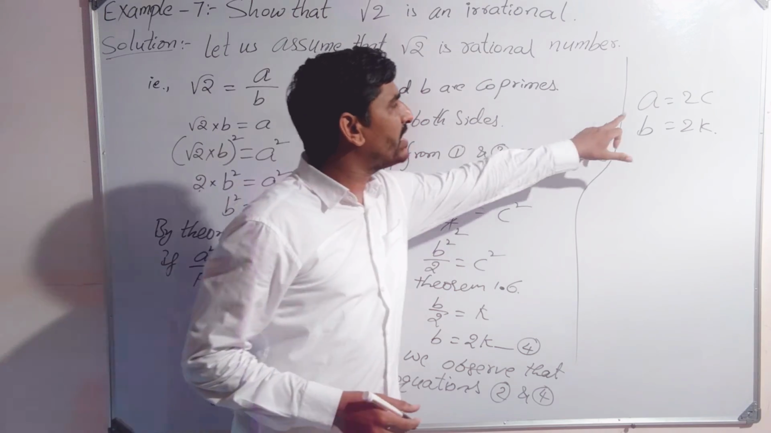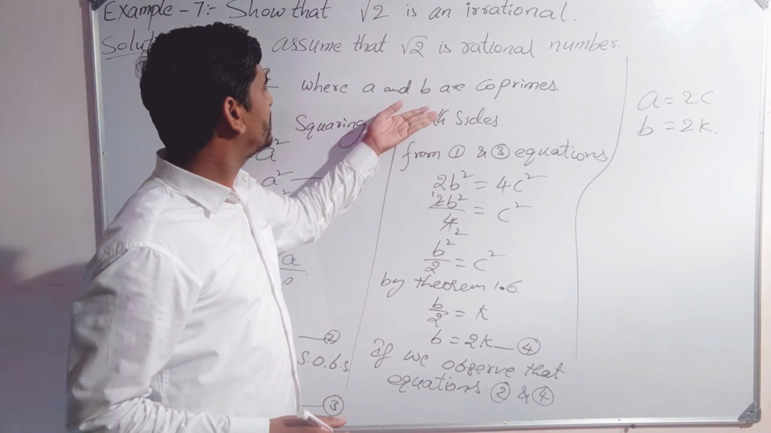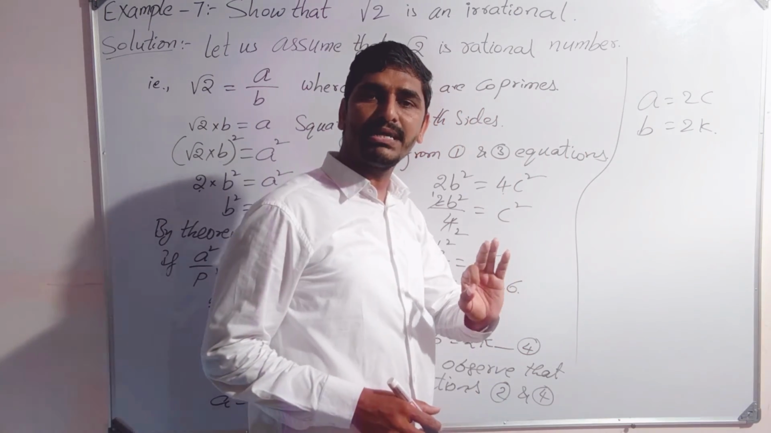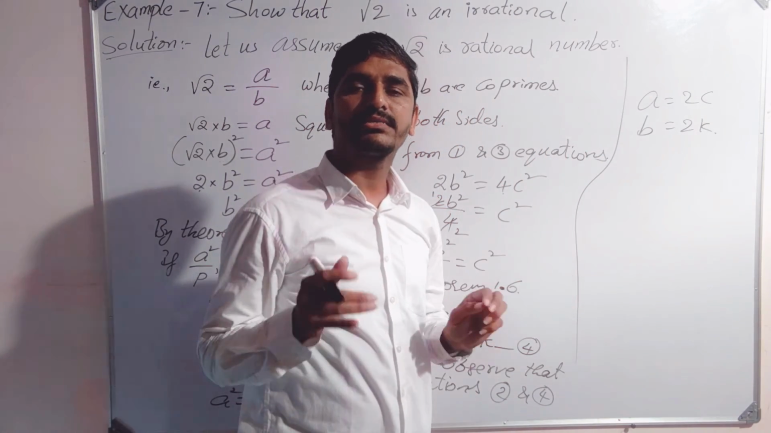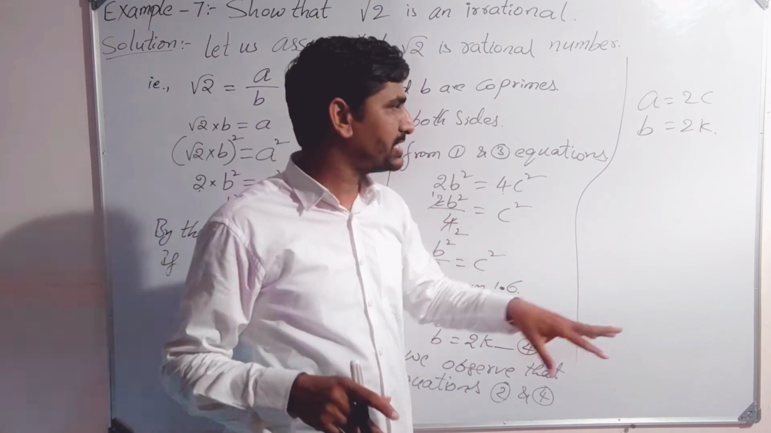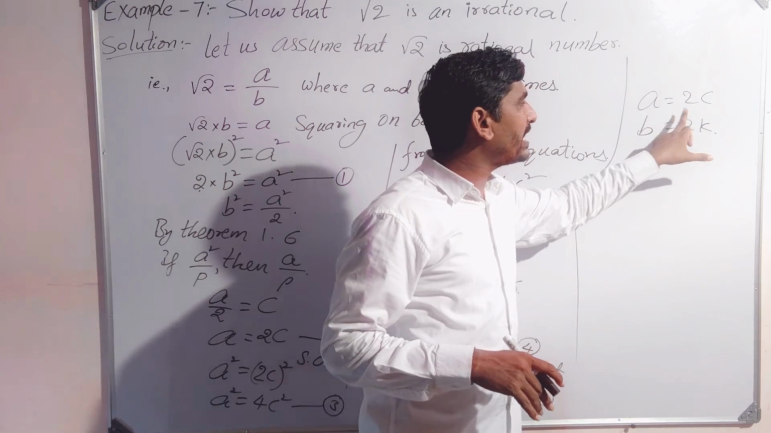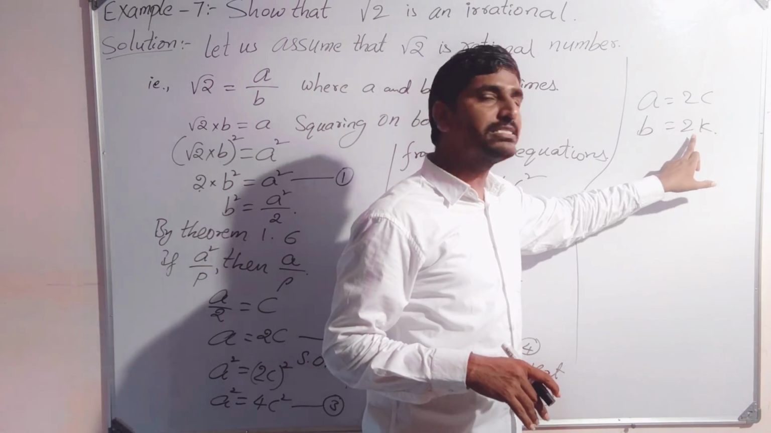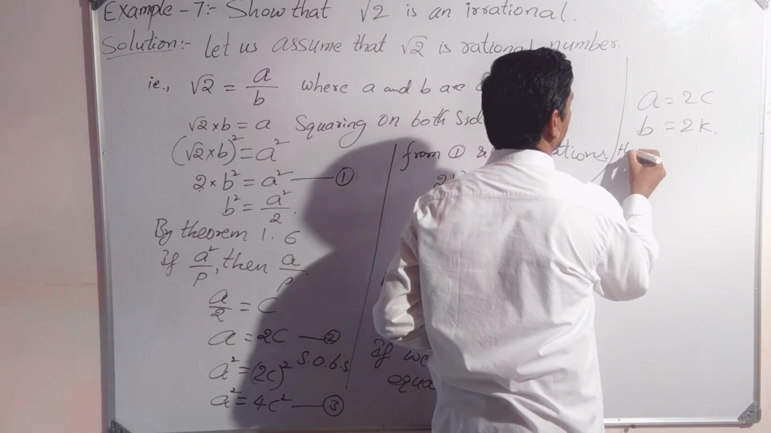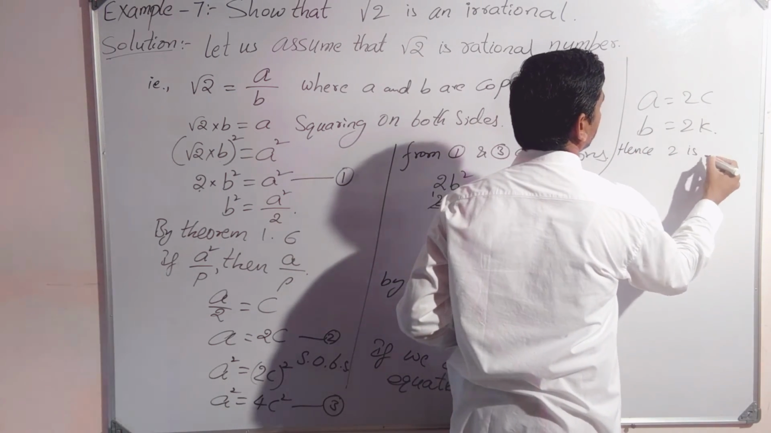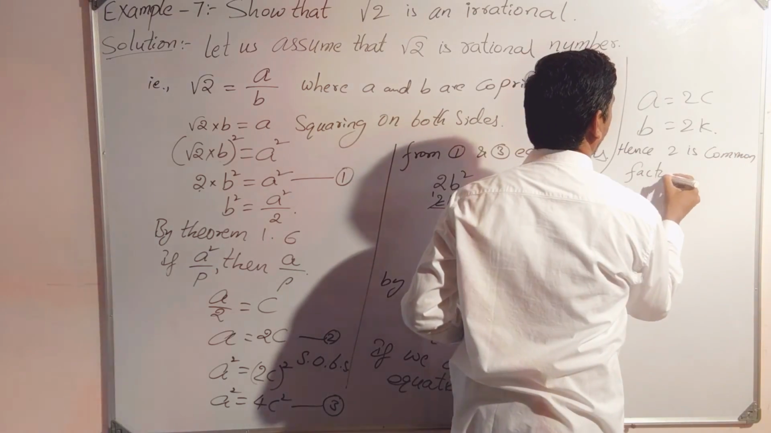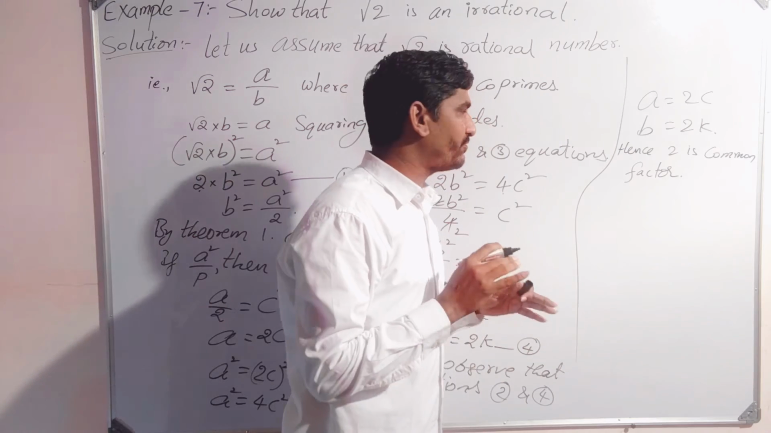What are a and b? Co-primes. Co-primes is nothing but there are no common factors except one. One is the only common factor; other than that, no common factors. But what is happening here? A is 2 into c, b is 2 into k. So here 2 is common. Hence 2 is a common factor.